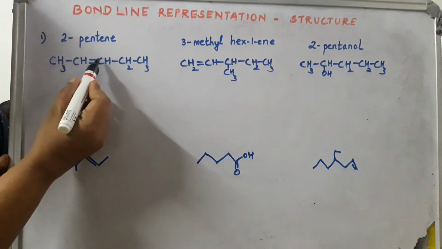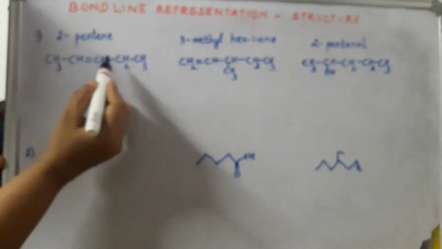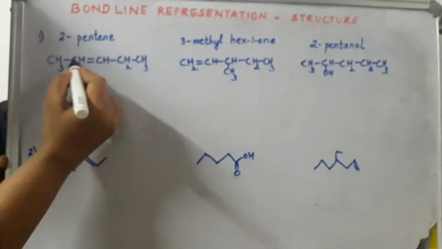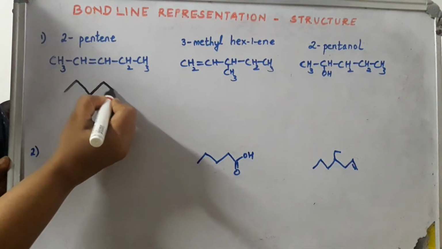Now how many carbons are there? You have to count first. 1, 2, 3, 4, 5. And how many bonds are there between the carbons? There is a bond here, 1, then 2, 3, 4. So these 4 bonds you have to show in a zigzag manner.